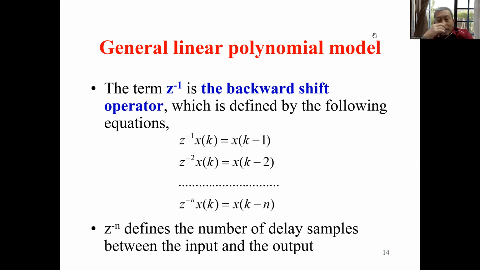So the term Z power of -1 is the backward shift operator in discrete form. Okay, it's like a Laplace operator in continuous form, which is defined by the following equation: Z power of -1 xk is equal to xk minus 1, Z minus 2 xk is xk minus 2, and so on. Z defines the number of delay samples between the input and the output.